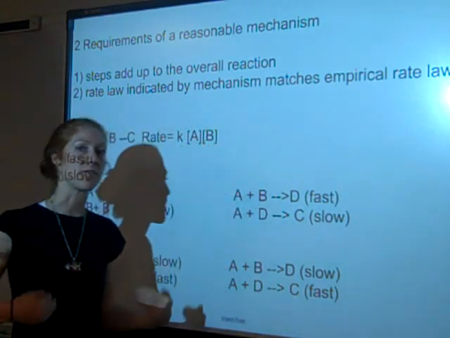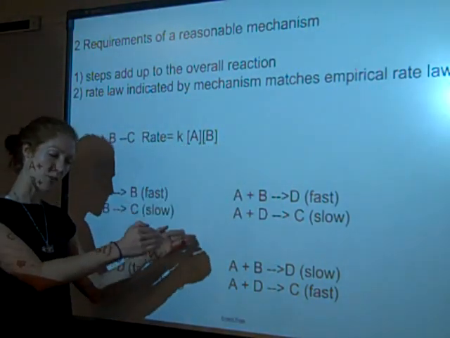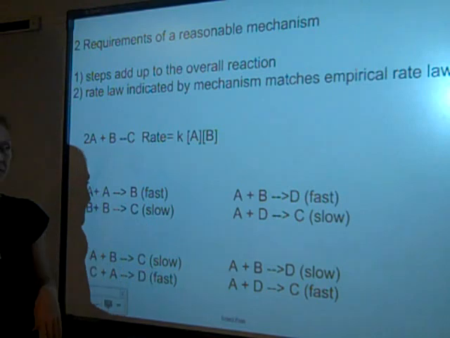And the empirical one is the one that you found in lab. So if you find in lab that when I double the concentration of something, I double the rate, that's first order.